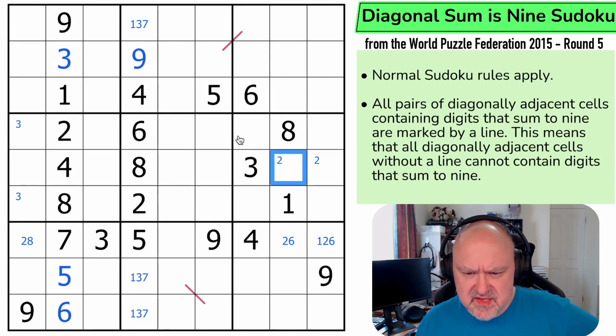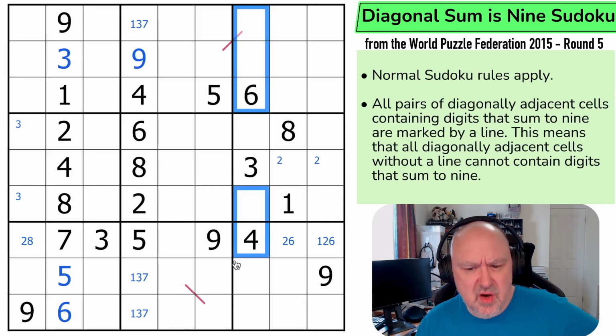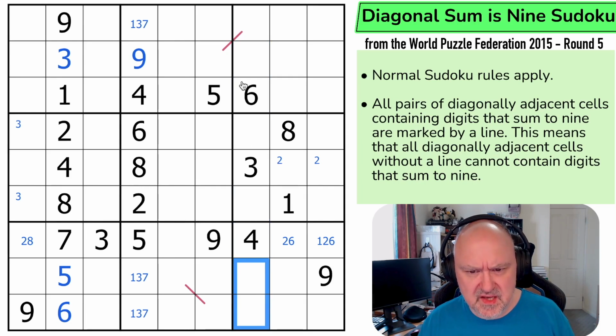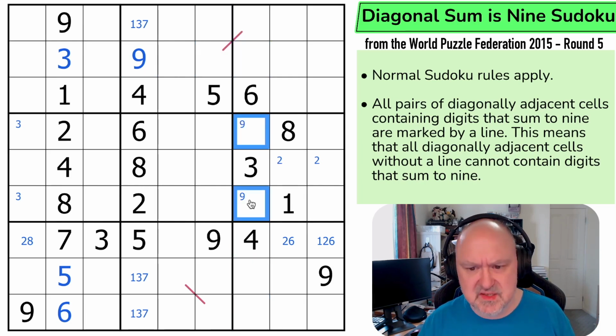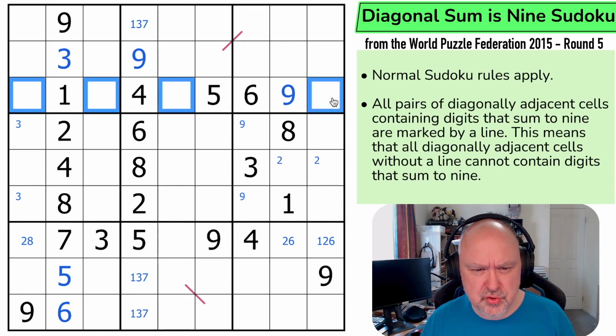9 is in one of these 3, but 9 isn't restricted. I mean, these have to sum to 9, so they can't contain a 9. So where's 9 in this column? I can't put it here. I can't put it here because of this 9. I can't put it here, or this would have to be 0. 9 is in one of those two, which means this is a 9 by Sudoku. And now I've got, that's a quadruple, 2, 3, 7, 8.